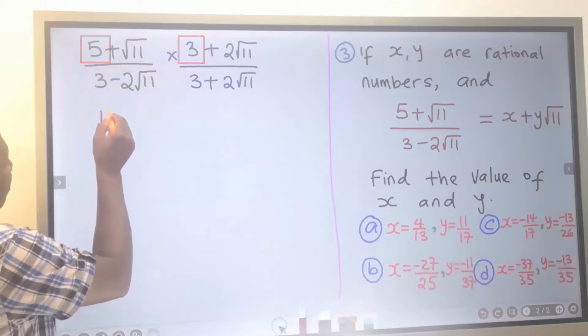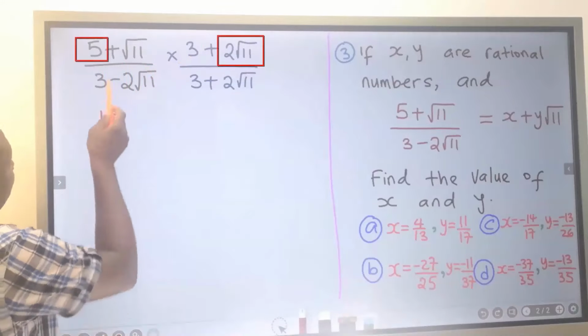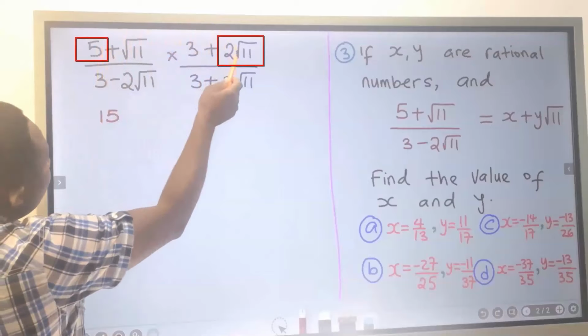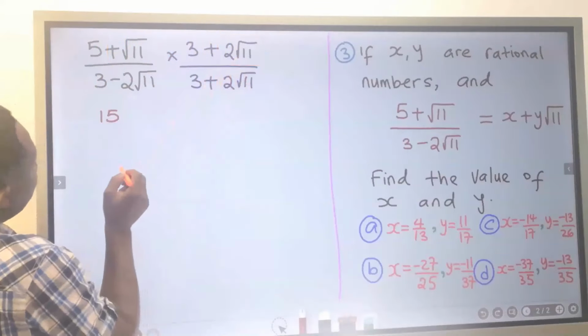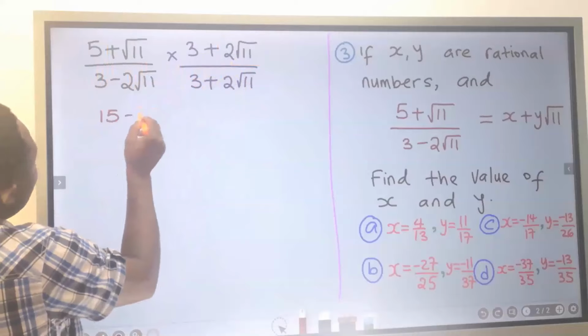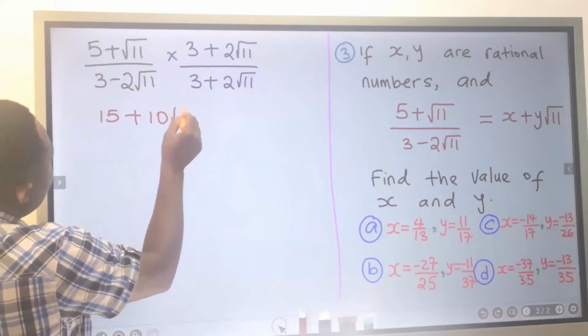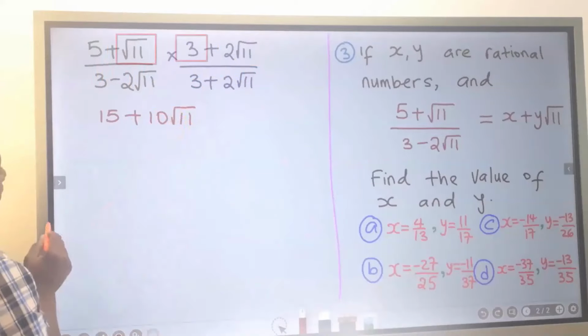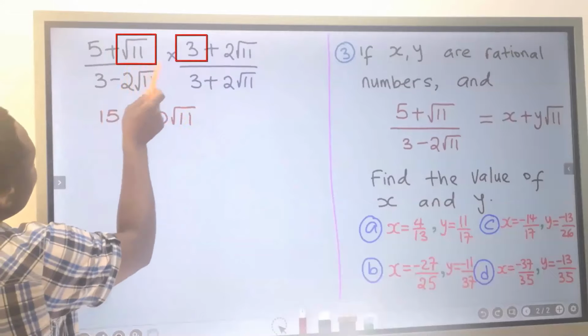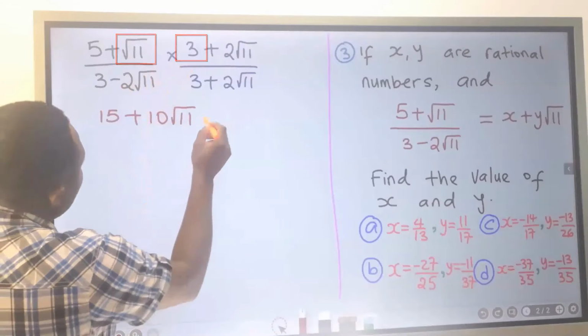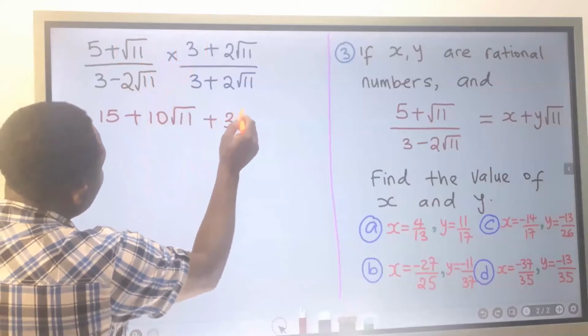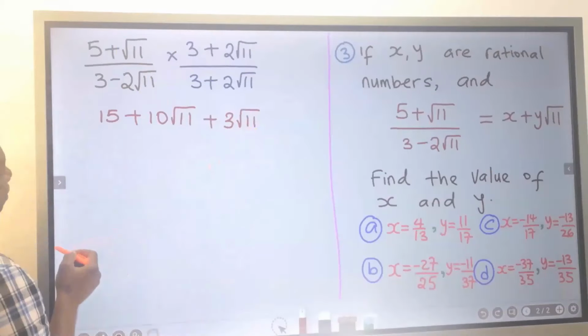We're going to have 15. Next, 5 multiplied by 2 root 11. 5 times 2 will give us 10 root 11. Next, root 11 multiplied by 3. We're going to have plus 3 root 11.